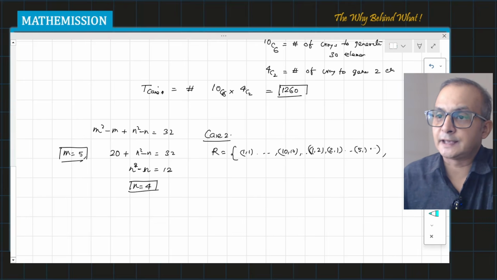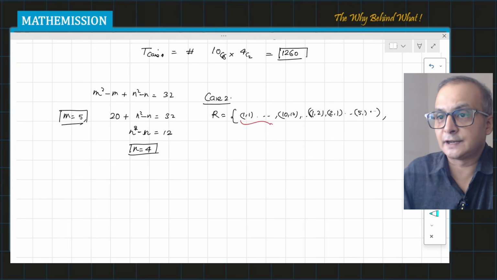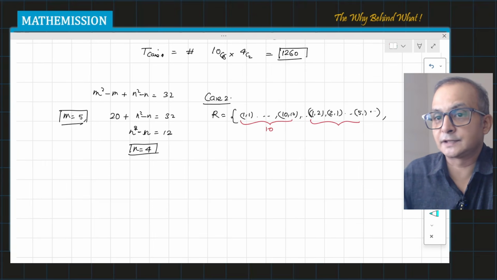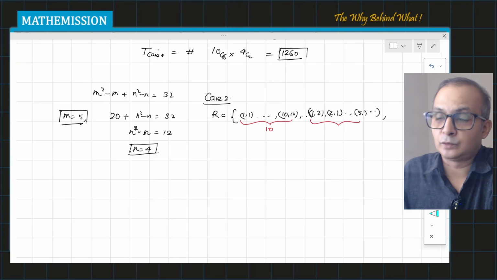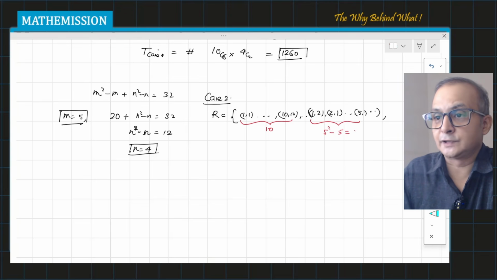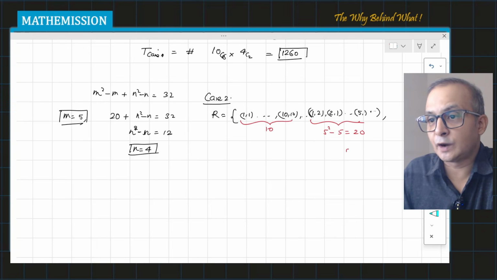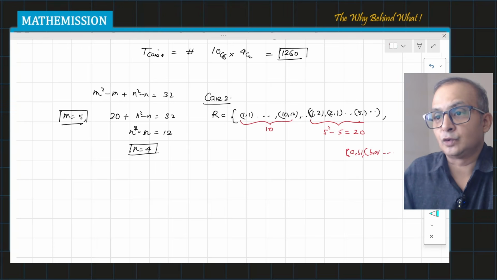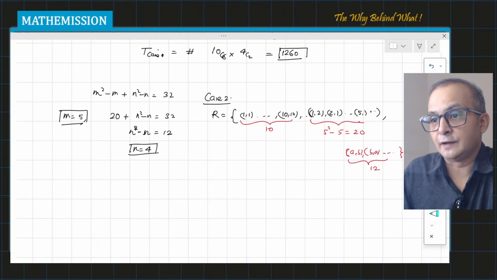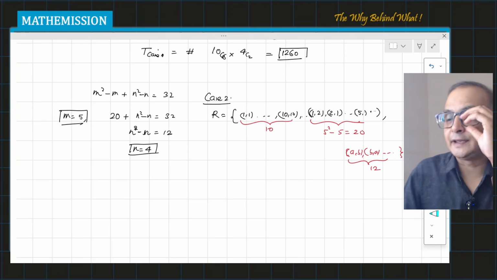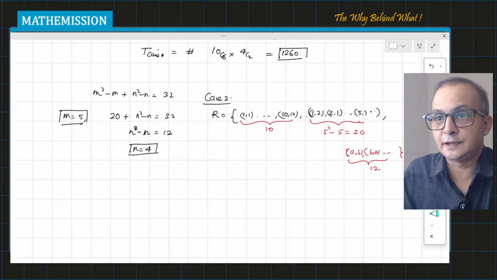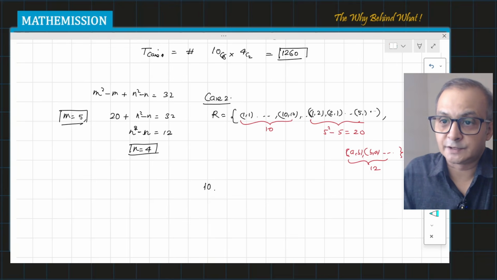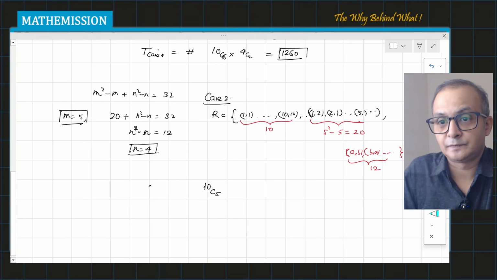So what is happening in this case is that for this I have selected 10, no problem, but this is going to be 5 square minus 5, that is going to be 20. And the remaining, what I am getting, let's say a comma b, and again b comma a, and so on. So these are going to be 12. This 20 we are generating from where? Out of 10, I am selecting 5.